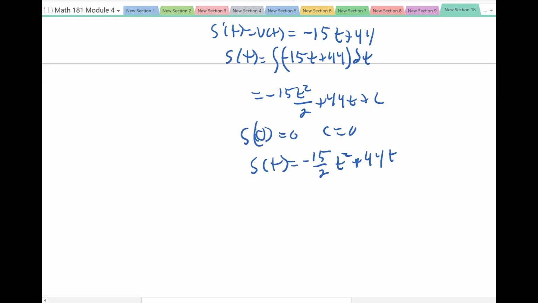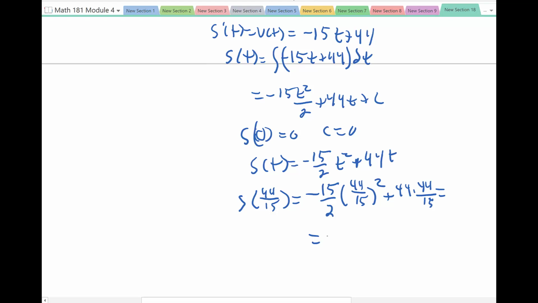That's almost 3 seconds. s of 44 over 15 equals -15 halves times 44 over 15 squared plus 44 times 44 over 15. And we get down here 64.5 feet. It'll travel a lot less distance.